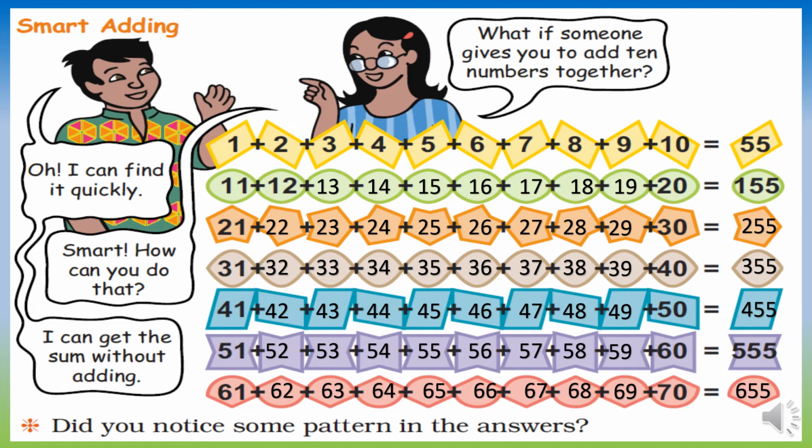The total is 155, then again plus 100, that is 255, then again plus 100, and so on. So did you notice some pattern in the answers? So here you can answer the sum of 10 numbers quickly.